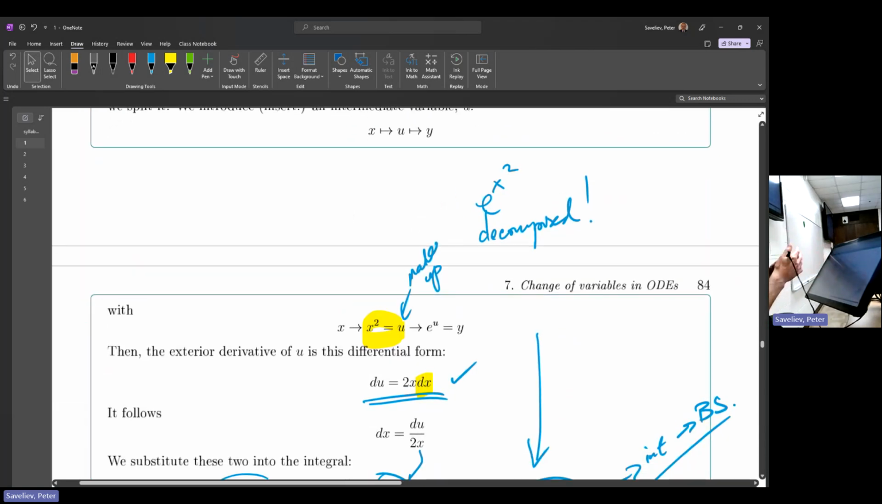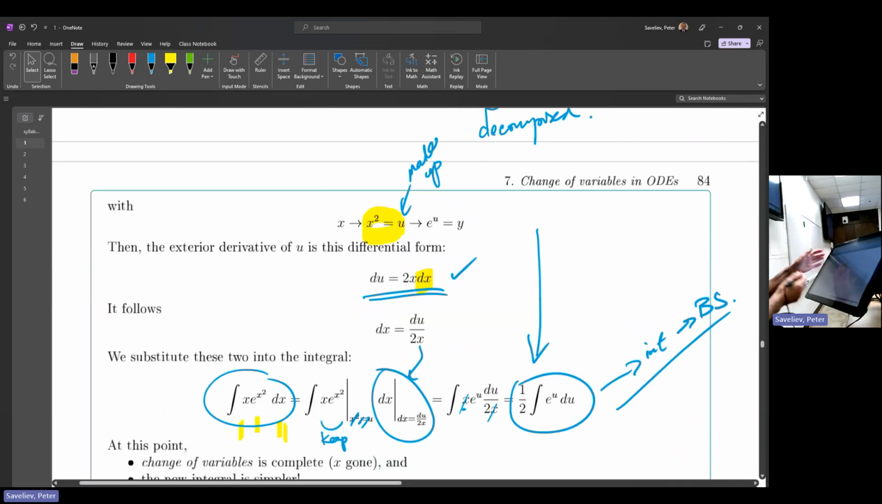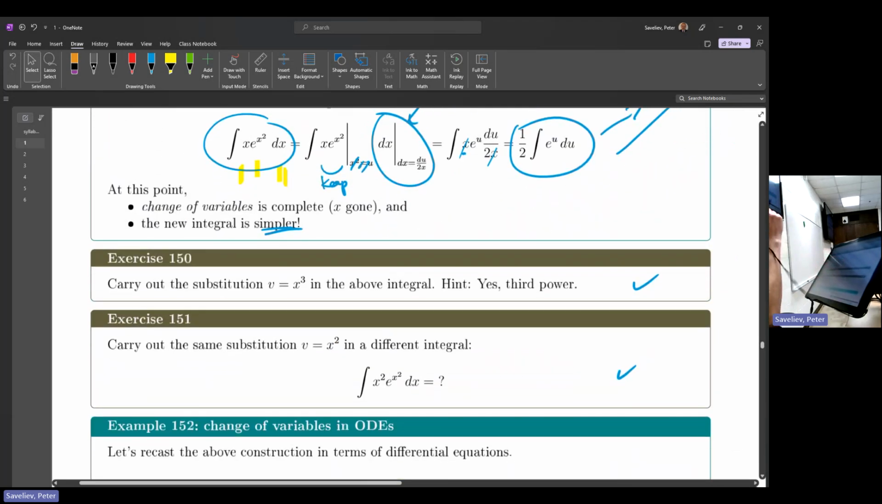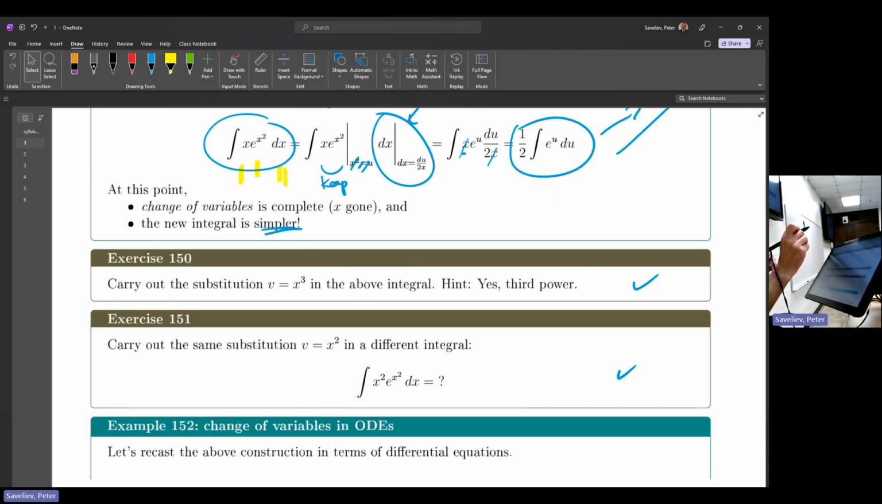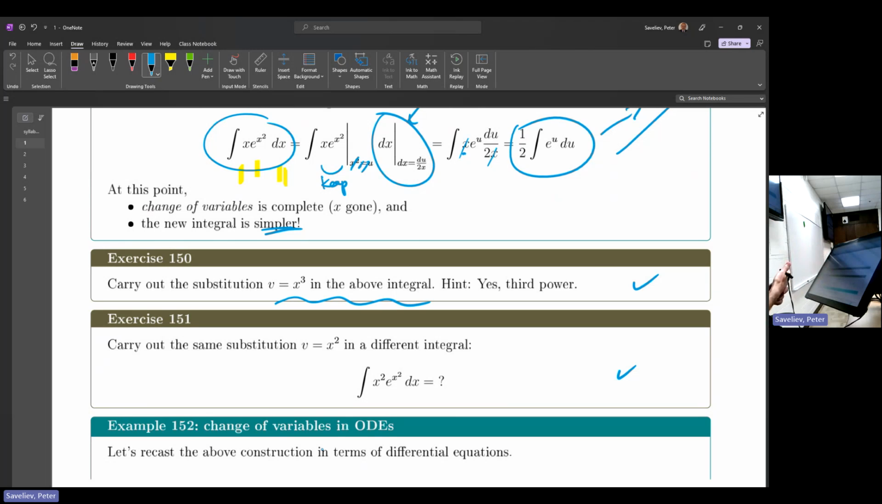Ingenuity and insight might be required to find which substitution to choose. But once it's chosen, the thing goes automatic, including the case where your choice was incorrect or unwise: you can still finish the substitution. If you choose y equal x cubed in the above integral, it is not going to simplify things, but you should still be able to finish the substitution. That's how you will know that it doesn't work.